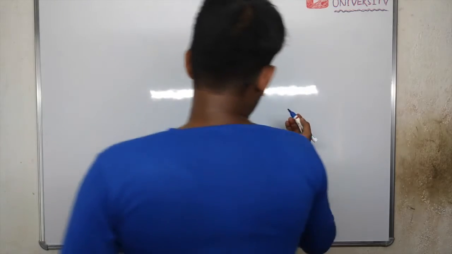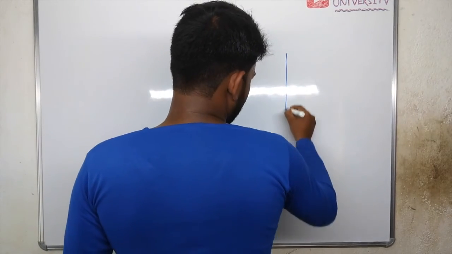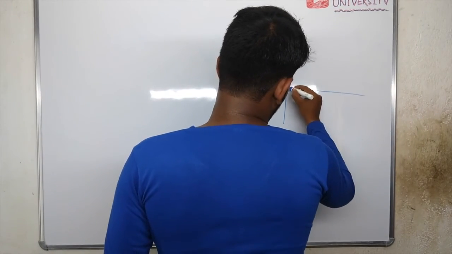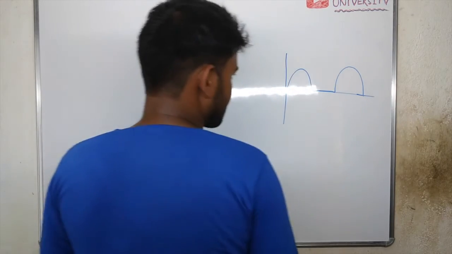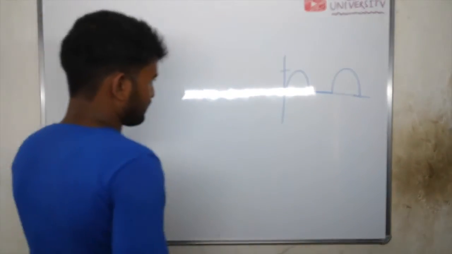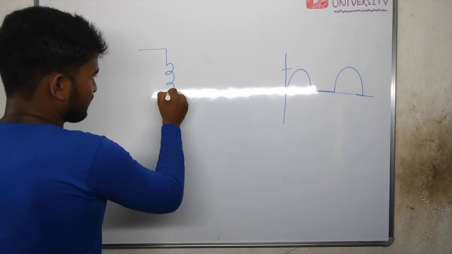See, for a half wave rectifier, what is the output waveform? The output waveform of a half wave rectifier is like this. And this is your half wave rectifier.